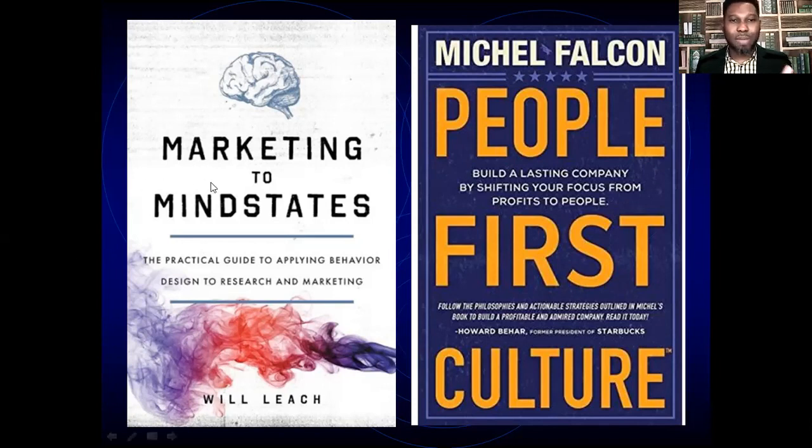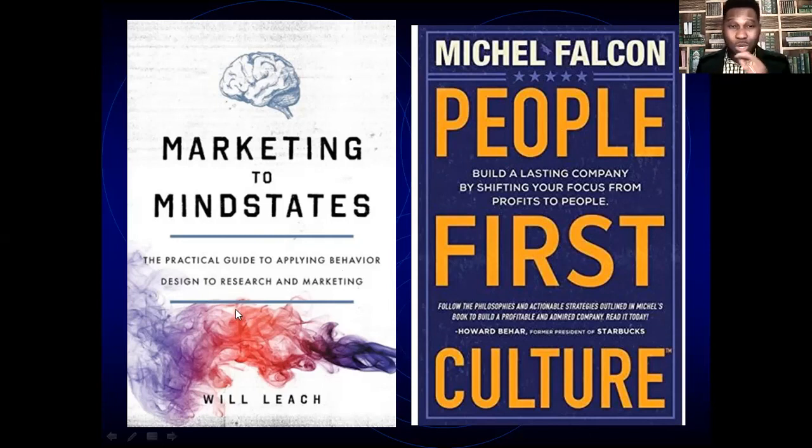Now, look at this other book, Marketing to Mind States. Marketing to Mind States is a kind of obscured title because I don't know what it means. What does it mean, mind states? I know what marketing is, but marketing to mind states, I don't know what mind state is. So the subtitle now reveals the content of the book, the practical guide to applying behavior design to research and marketing. So now I understand what the book is about.